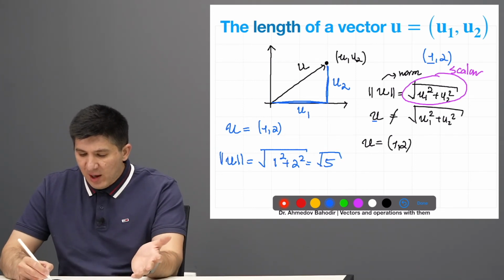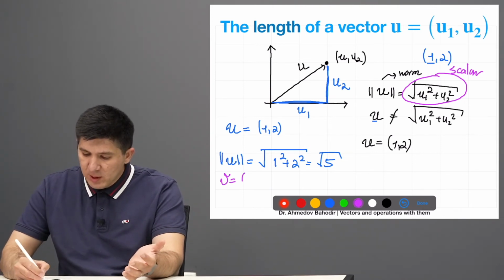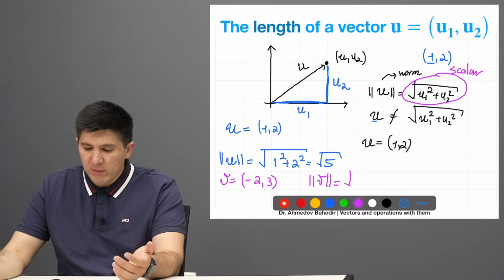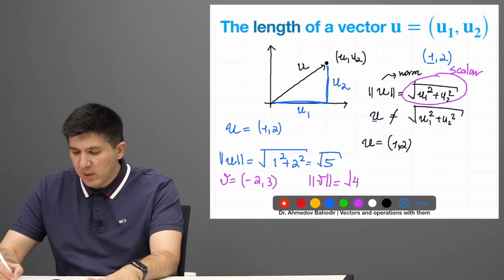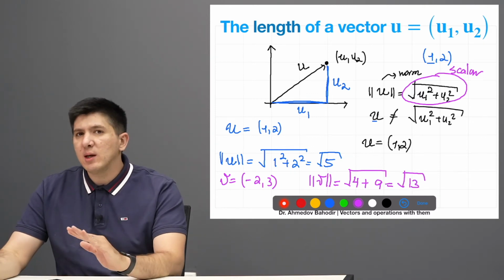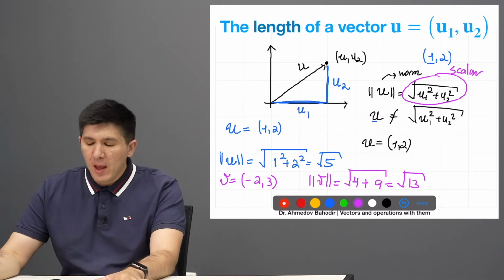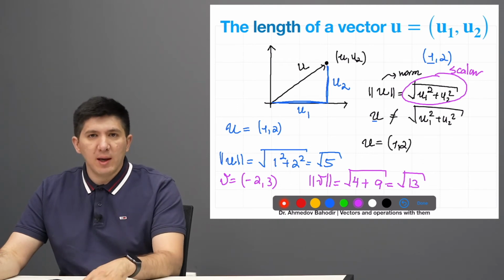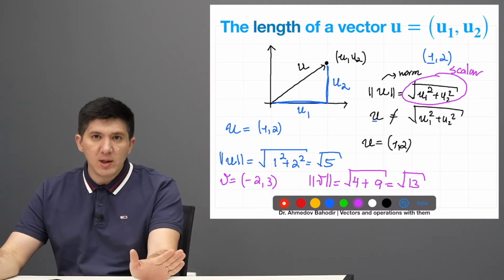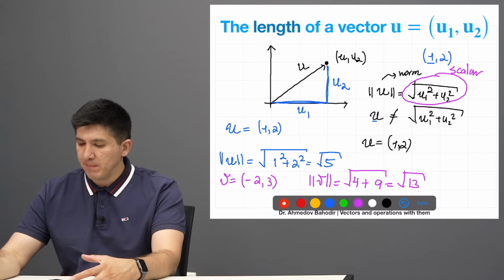If you are given the vector v, let's say vector v has the components minus 2 and 3, then the norm of v is going to be equal to the square root of minus 2 squared, which is 4, plus 3 squared, which is 9. That's going to be the square root of 13. Again, you can see here that the norm of a vector can never be a negative number. It can be 0 if and only if your vector is the zero vector. If all of the components of your vector are zeros, then the length of this vector is equal to 0, and that's the only case.